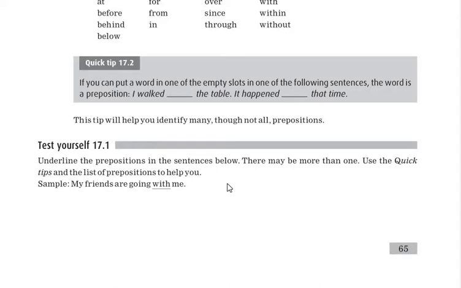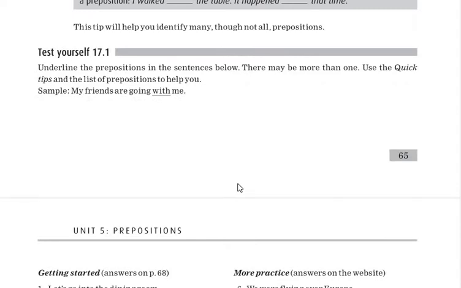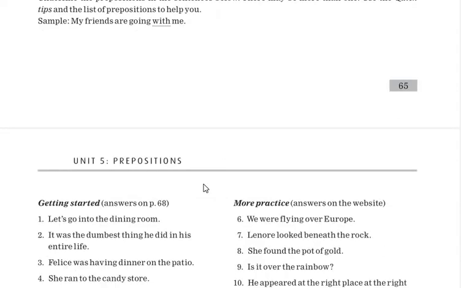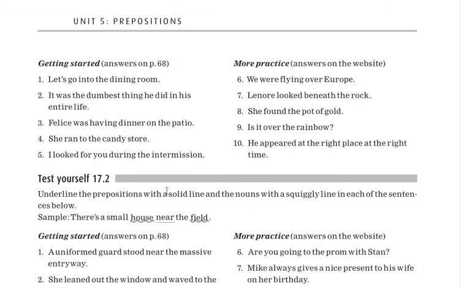This is the reason I told you that I selected this book, because it not only tells the rules and gives all the examples, but also has these very good and excellent tips. We can easily learn ourselves, or easily teach someone else, by using these tips. It's quite easy. Again, underline the prepositions with a solid line and the nouns with a squiggly line in the following sentences. If it is a preposition, you write a solid line, and if it is a noun, like house or field, you draw the squiggly line.